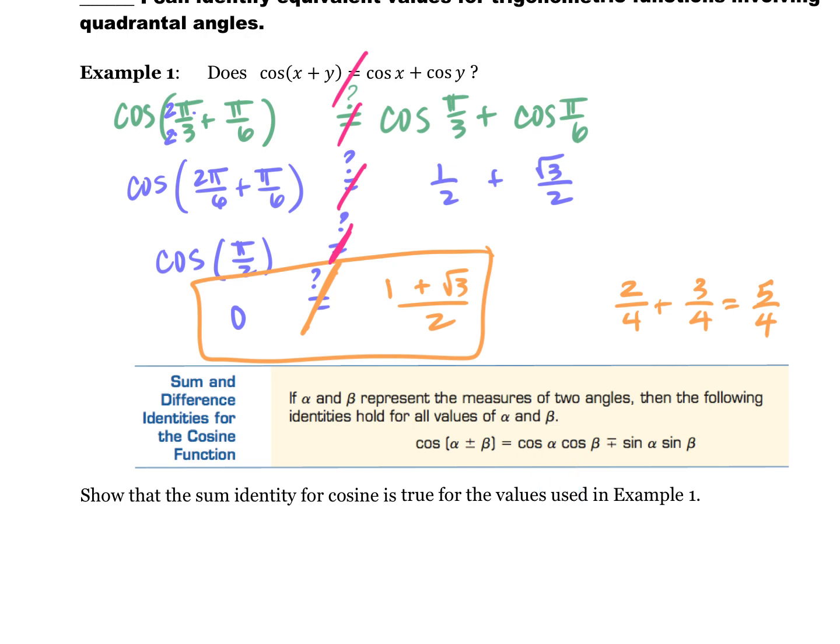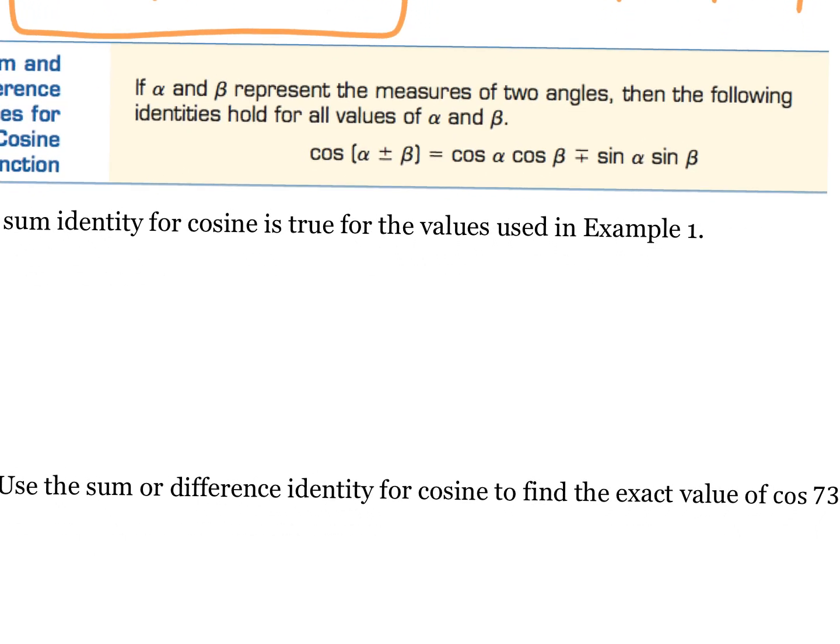So any time that I've got two angles being added or subtracted after a cosine, I've got to use this. It's called a sum and difference identity. What do you think sum and difference is referring to? Yeah, I could add or subtract these angles. Then let's look at what is going on here.